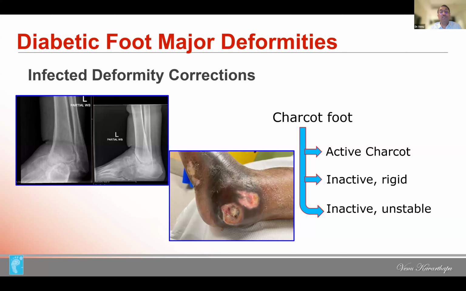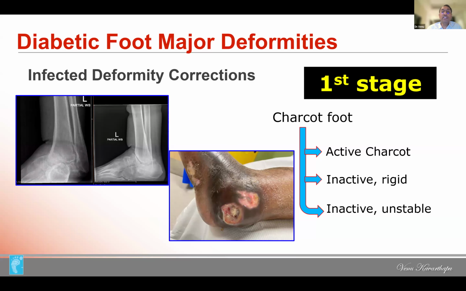But how about actively infected Charcot feet? Such as this one, an acute Charcot, in stage 2 Eichenholz disease, but because of the instability and deformity, it has infected ulceration. So those are managed with staged reconstructions in our unit.